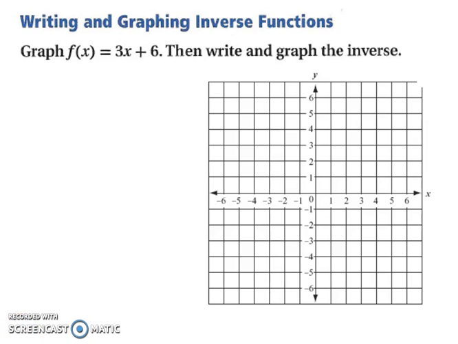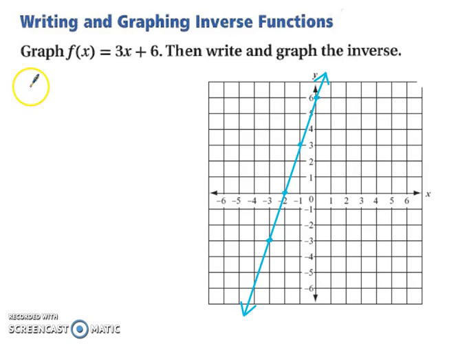So now let's try writing and graphing inverse functions. We're going to graph f of x equals 3x plus 6, and then we're going to write and graph the inverse. So we start at 6, and then we go up 3 over 1, or we can go down 3 over 1. And then we connect them with a line.